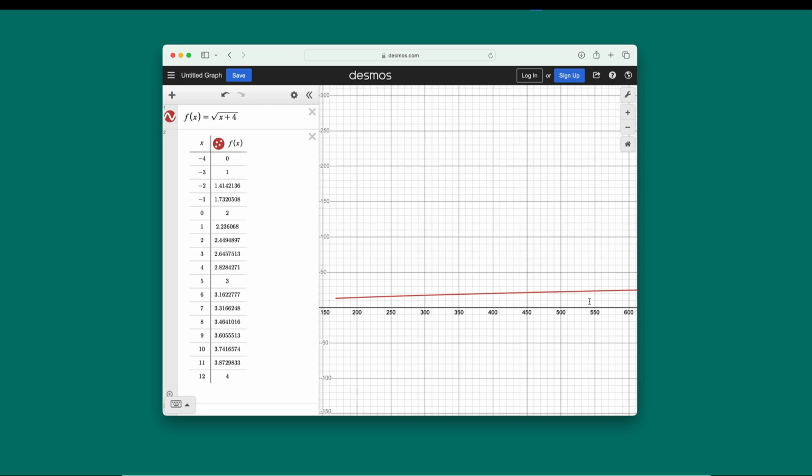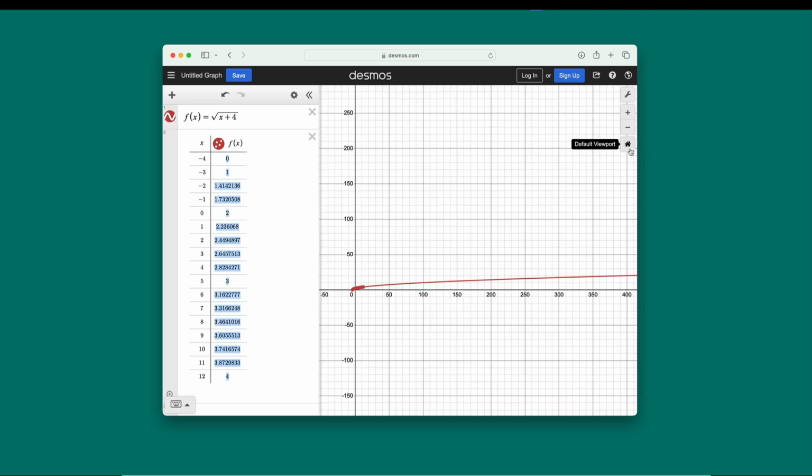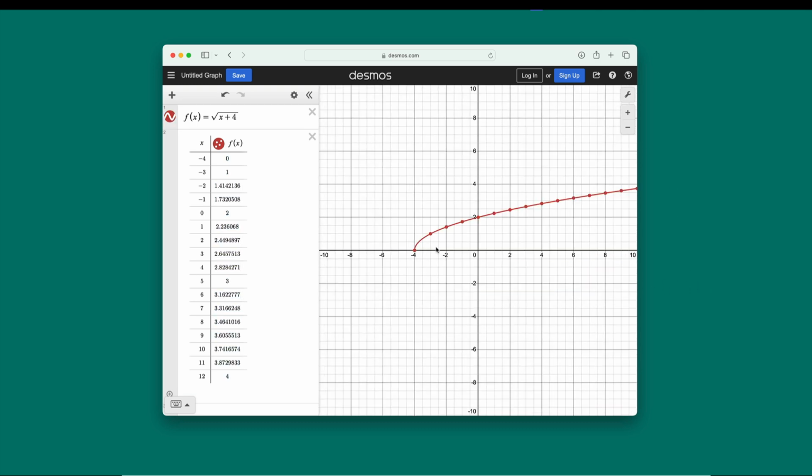But where did it start? So let's go back. Let me hit the home button to give it the default view. The first y value that we see as we go from left to right was 0 here, right? 0, and then those y values steadily increased.